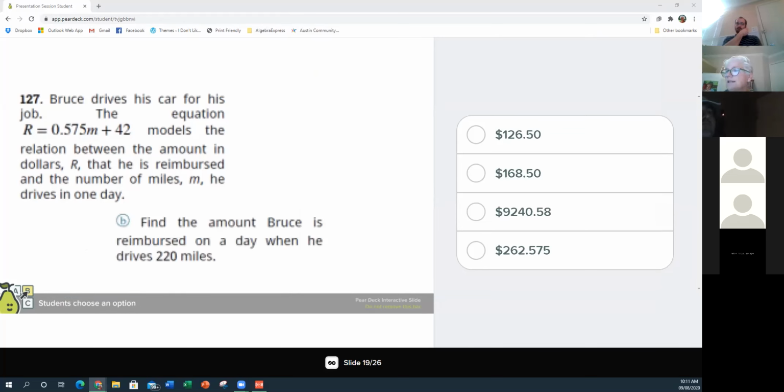All right, then it says find the amount Bruce is reimbursed on a day when he drives 220 miles. We had to put 220 miles in for M, so multiply by 0.575. That's right. This is like plugging into M and multiplying it, basically. That's right.